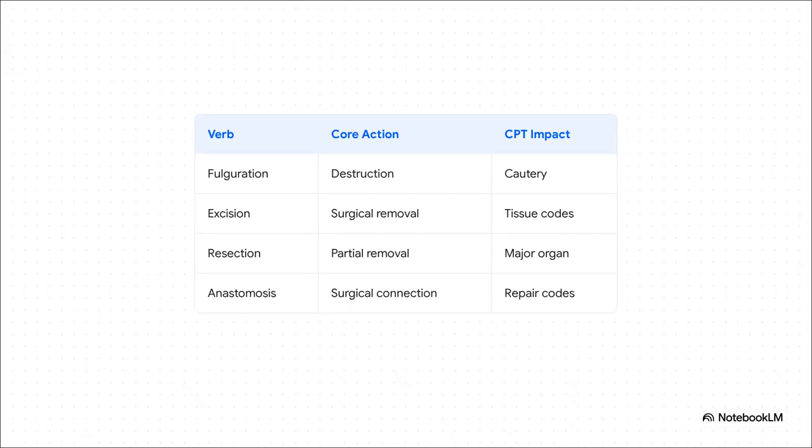Let's rapidly break down this action verb matrix. Notice how ablation or fulguration means destruction without actual excision. So that's going to lead you straight to cautery or laser codes. Excision, on the other hand, means actual surgical removal of tissue. But pay attention here. Resection often points to major organ removal codes. And anastomosis, that is a surgical connection like repairing a bowel or a vessel. Distinguishing between these exact terms is what prevents critical coding failures.